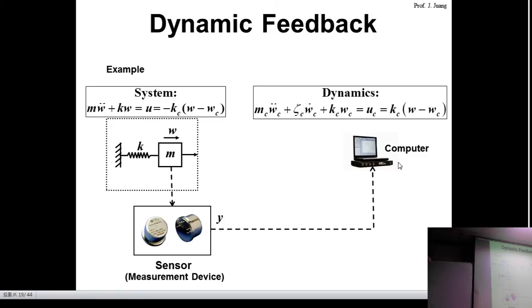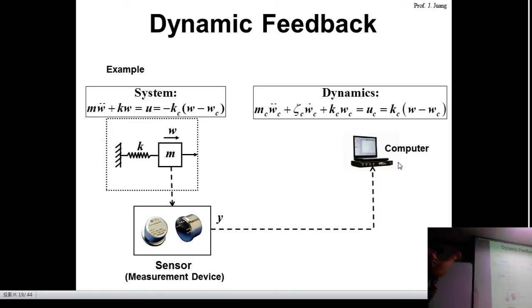But inside the computer, I give it a differential equation, Mc Wc double dot plus Zeta c Wc dot plus Kc Wc, and this is the dynamics. I call it the virtual dynamics. It does not exist physically. It only exists inside the computer. Let me put it this way. Understand?